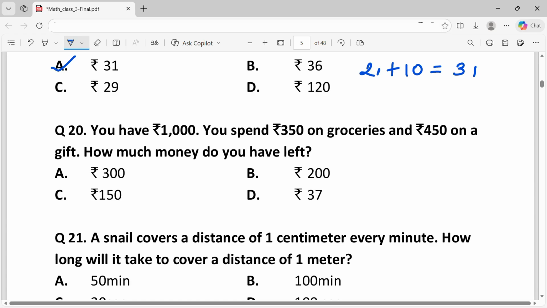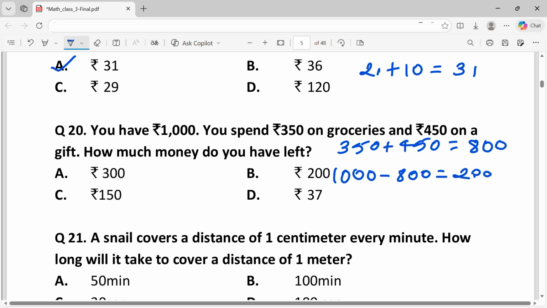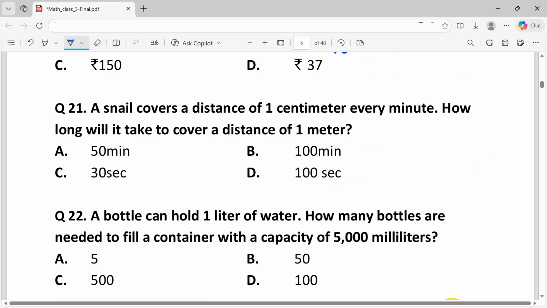Question 20. You have rupees 1000. You spend rupees 350 on groceries and 450 on a gift. How much money do you have left? So the total amount spent will be 350 plus 450, which is equal to 800. The amount left will be the total amount minus the amount spent, which is 1000 minus 800, which is equal to 200. So the answer is B, rupees 200. Question 21. A snail covers a distance of 1 centimeter every minute. How long will it take to cover a distance of 1 meter?